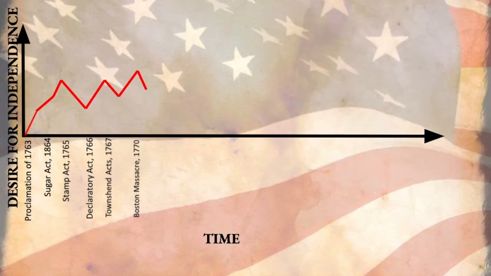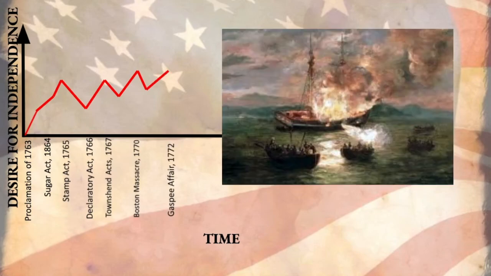There's 1770. The next big event is not really that big of an event, but the Gaspee Affair off the coast of Newport, Rhode Island, 1772, where a British schooner, a boat that was supposed to enforce the Navigation Acts and the Sugar Act, ran aground in shallow water. Colonists rowed out. They roughed up the crew. They shot but didn't kill the captain, then burnt the boat. So it showed more colonial resistance.